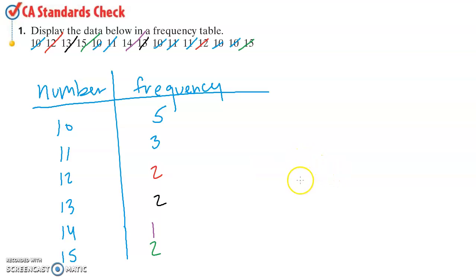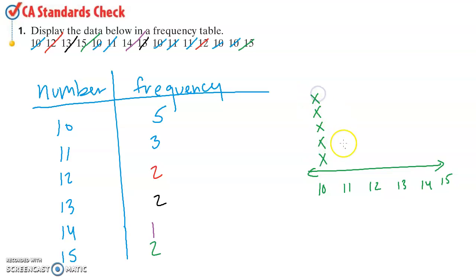Another thing we can do is make what's called a line plot. Now, remember, this question did not ask us to make a line plot, but this is how you would do it. You just list your numbers on the bottom: 10, 11, 12, 13, 14, and 15, and you put little X's for how many times each is used. According to this, 10 occurs 5 times, so 1, 2, 3, 4, 5. And you can just go down the list, and this might give you a more visual representation of how often each number was used or how little each number was used.